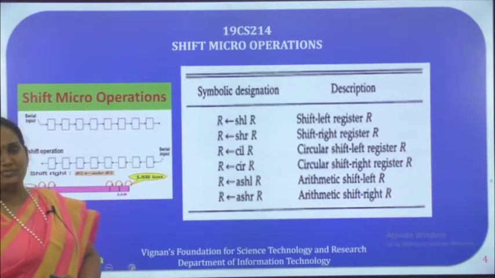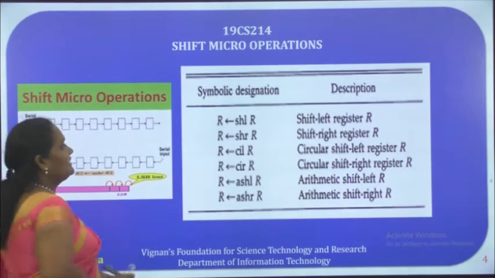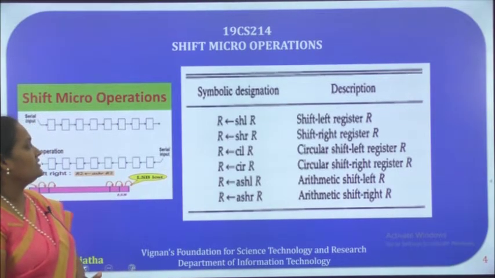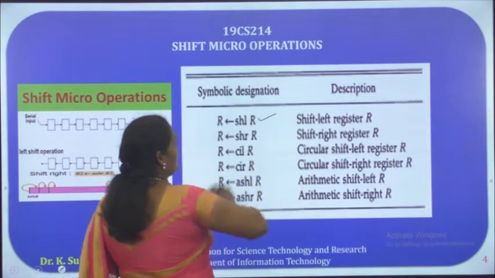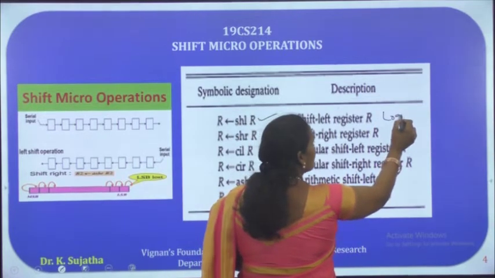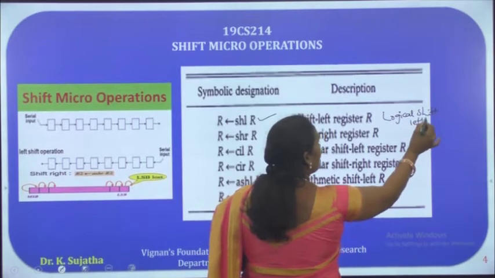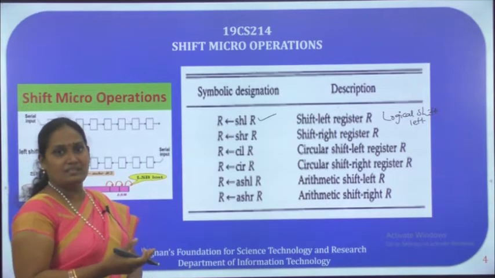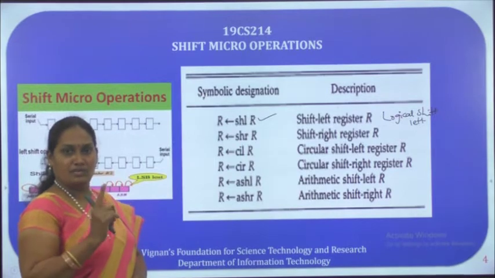Coming to the shift micro operations, what are the various shift micro operations present in our digital computer? Here I have given the table of various shift operations. The first one is shift left, which is also called logical shift left operation. Here we are shifting the bits in the register R towards the left by 1 bit position.